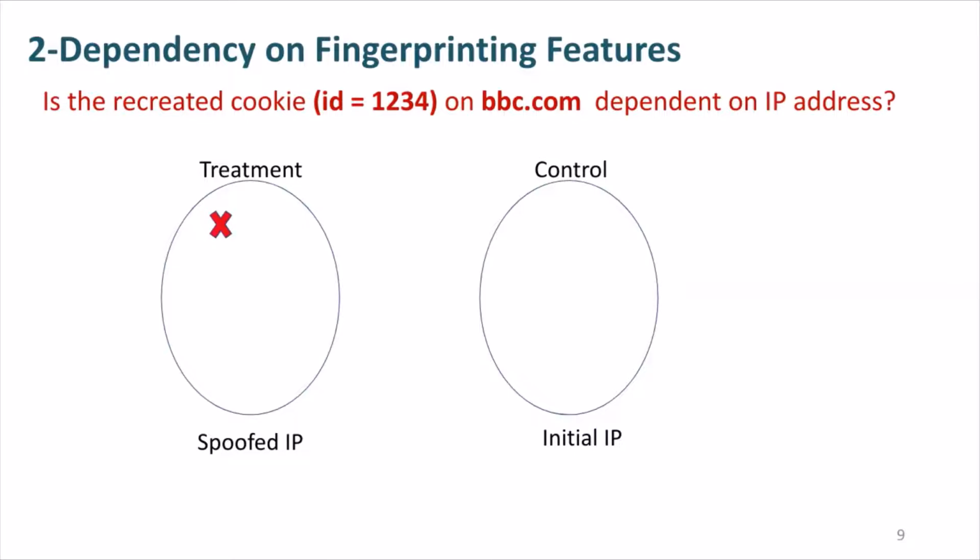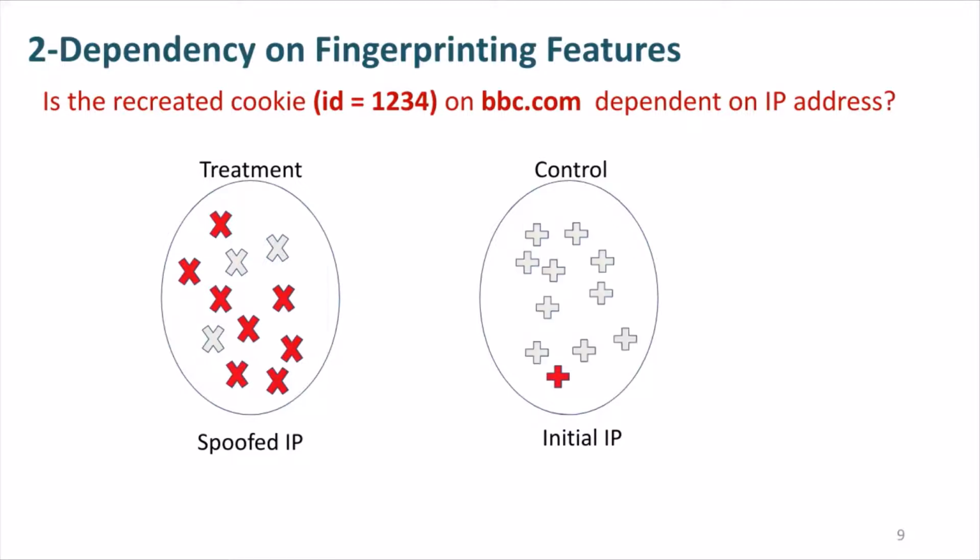We mark in a red cross the visits where we detect that the value of the cookie 1234 changed. Otherwise, we mark it in a gray cross, and we repeated that several times. Similarly, we set the IP address to initial value and check if the cookie is set to its initial value, 1234. If it's the case, we mark it in a gray plus. Otherwise, we mark the website visit as a red cross. And we repeated that several times again.